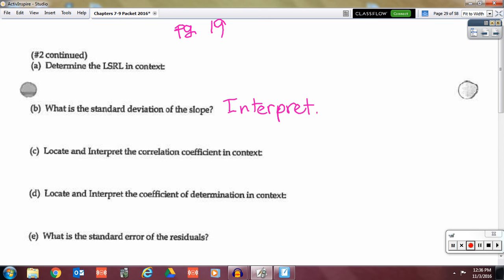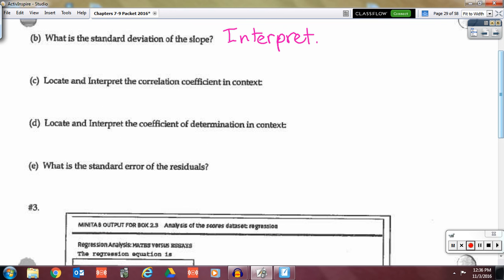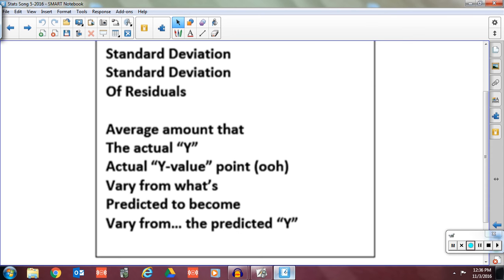And then part E says, what is the standard error of the residuals? What is this another name for? Standard deviation. I also want you to interpret that, since we have spent some time discussing it. That's the average distance that the actual y value point is away from what it's predicted to be. Sorry, that was a real botch. That was an attempt to say this song real fast, and I totally botched it, but anyway, there you go.